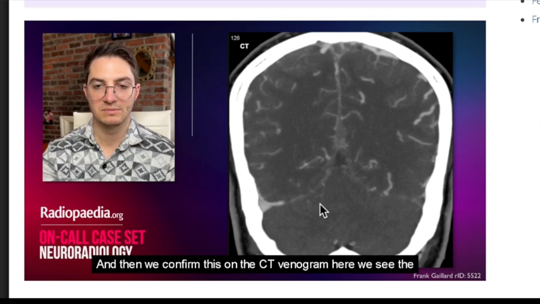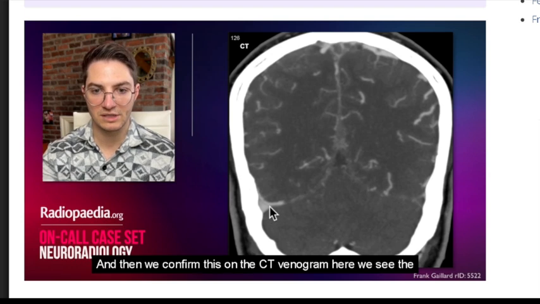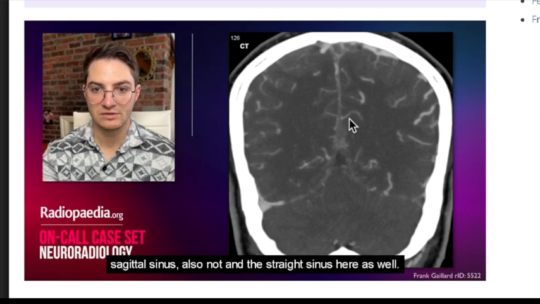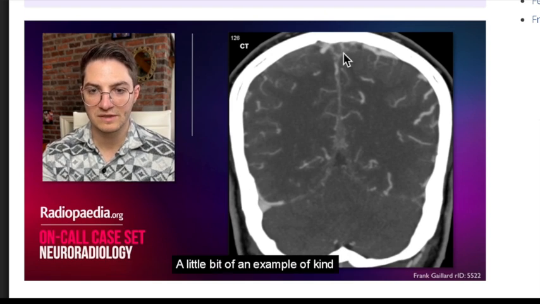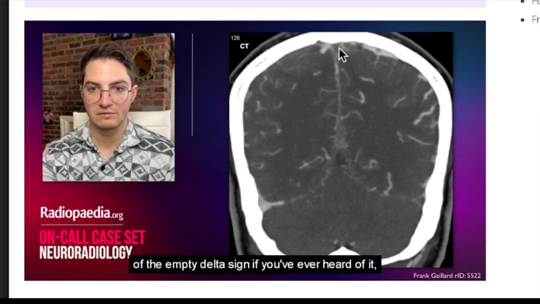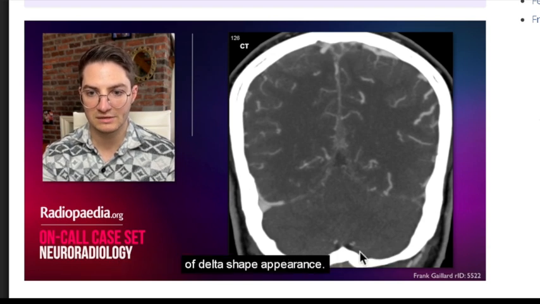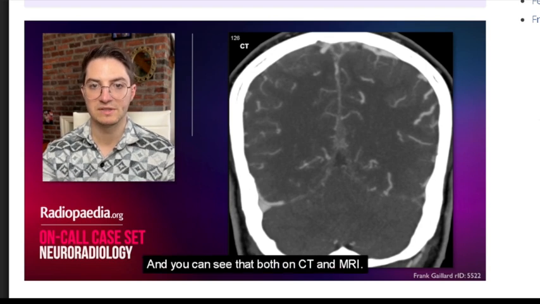And then we confirm this on the CT venogram here. We see the right transverse sinus is filling nice and normally. The left transverse sinus is not. The superior sagittal sinus also not, and the straight sinus here as well. A little bit of an example of the empty delta sign, if you've ever heard of it, where you have this central filling defect and a sliver of contrast around the outside of it, or here as well, giving a delta shape appearance. And you can see that both on CT and MRI.